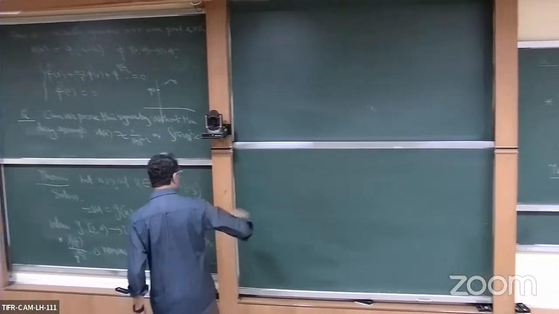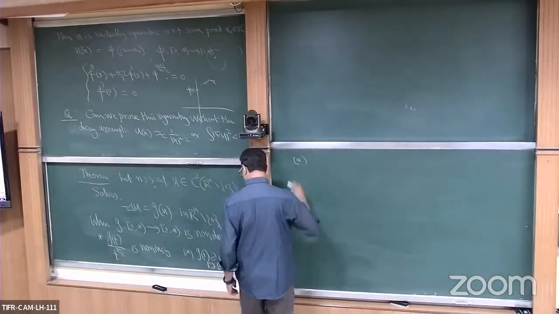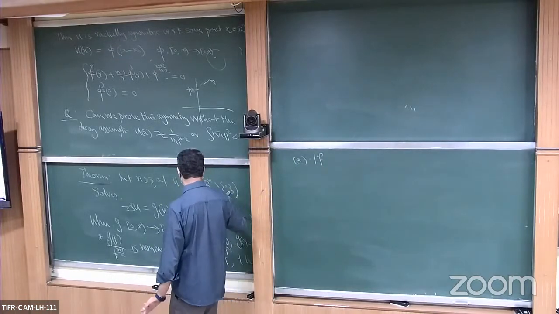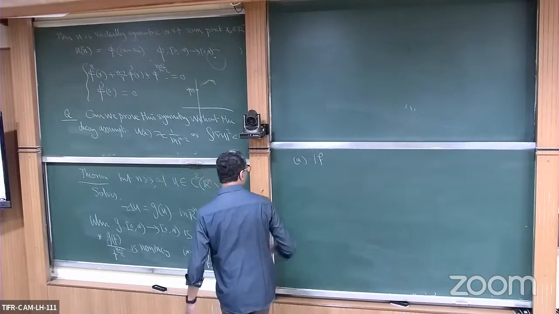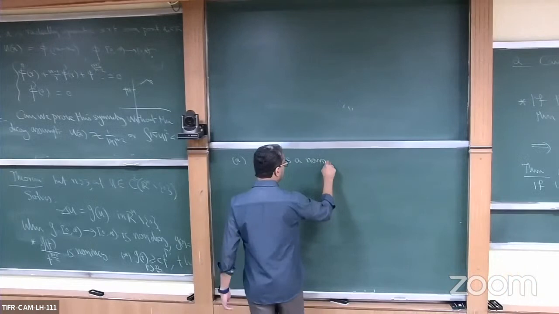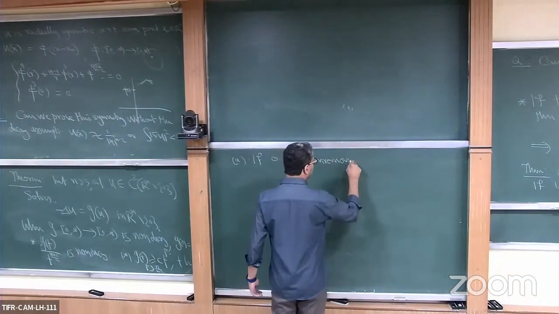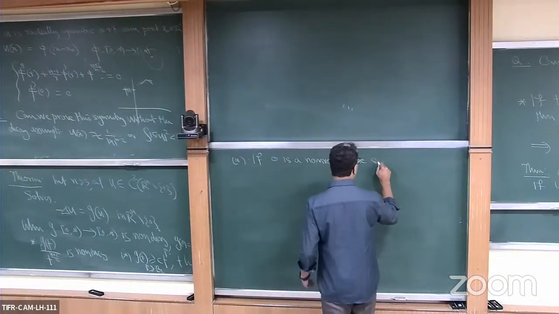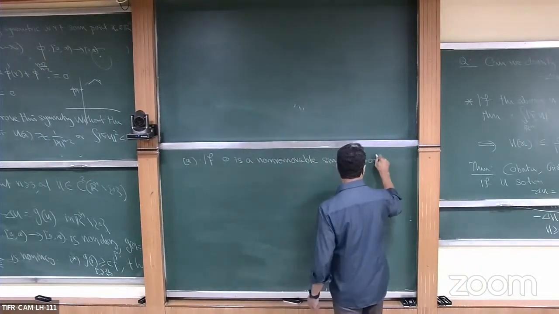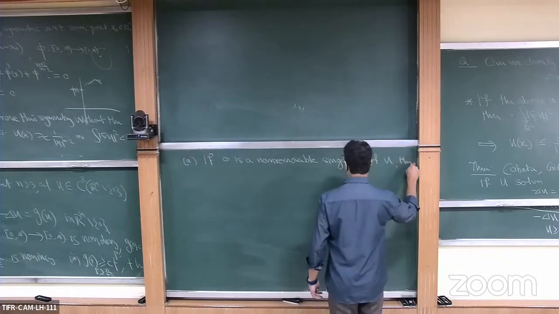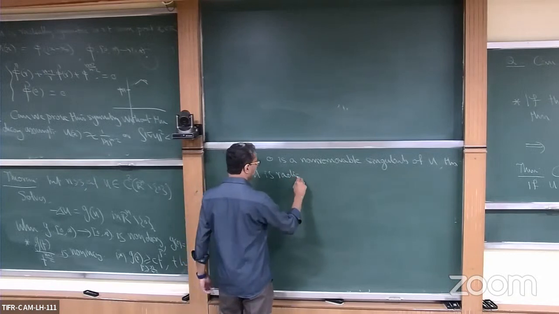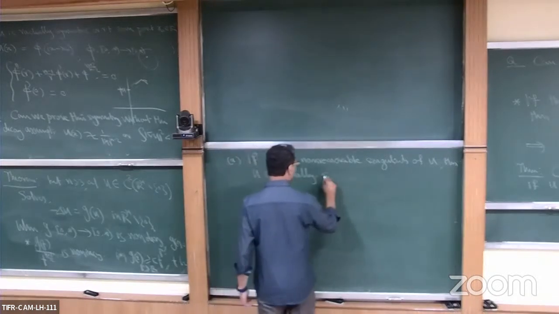So once you have this kind of a bound, then the conclusion is as follows. I have written here that 0 would be a possible singularity of the solution. So if 0 is a non-removable singularity of u, then u is radially symmetric.